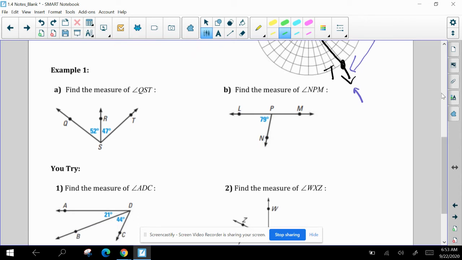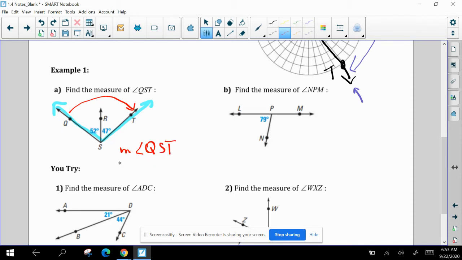So find the measure of angle QST. All we're going to do is look at the total number of degrees it would take me. How many degrees did it take me to go from here to here? Well, all I would have to do is find the measure of angle QST.